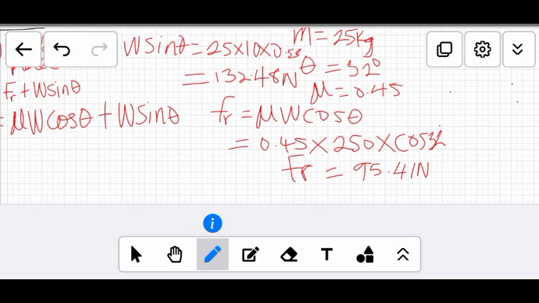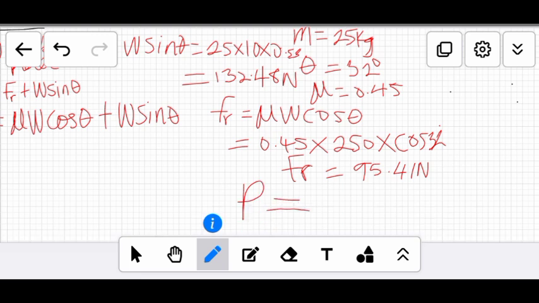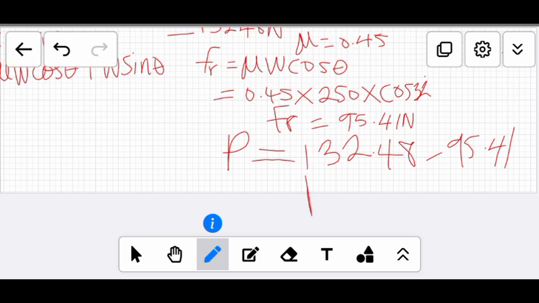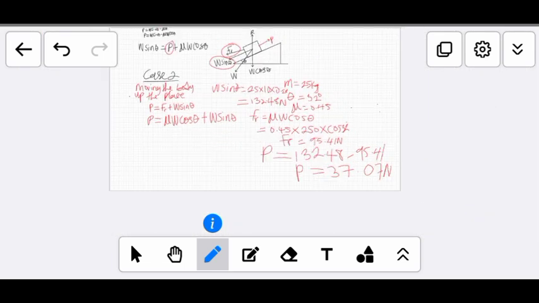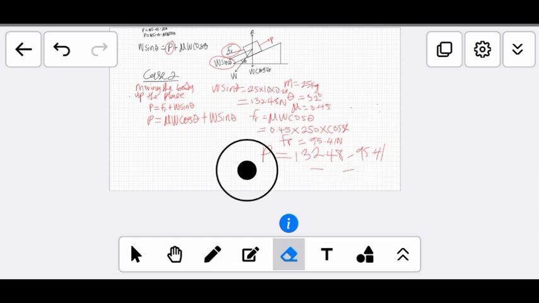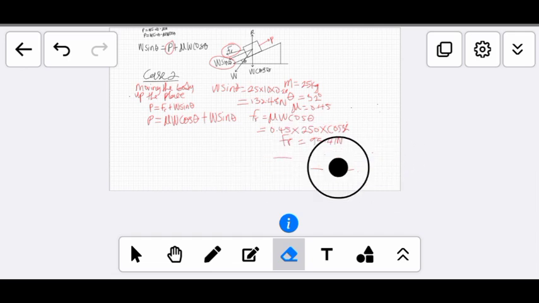So the force that would balance the object is going to be P equals 132.48 minus 95.41. At the end of the day, the force becomes 37.07 Newton. So this is a typical example of how to apply the first case. Now let's go to the second case. Let's look at a question on the second case.